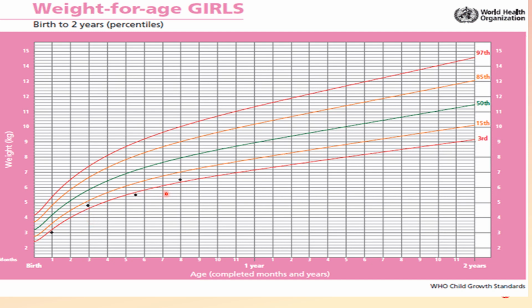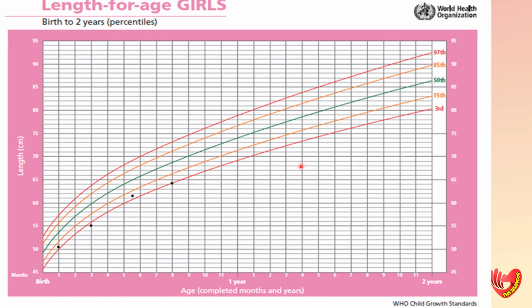So baby City is actually growing pretty well. Her weight is around the 3rd centile. In the next slide, if you plot the length, at 1 month, her length is around 52 cm. 3 months is around 55, followed by 5.5 months around 62, and then at 8 months is around 64 cm. So she's actually growing pretty well.